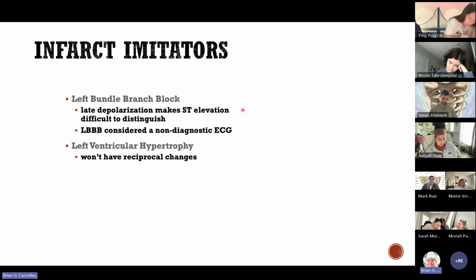Other problems you run into, patients that have LVH generally have really big QRS complexes in their chest leads. So you may not be able to see any sort of reciprocal changes because of that. So that can just be a problem for you as far as helping to figure out the reciprocal changes for a patient.